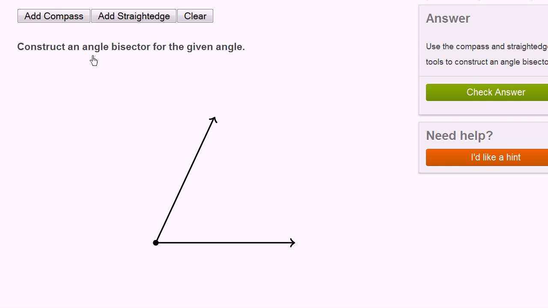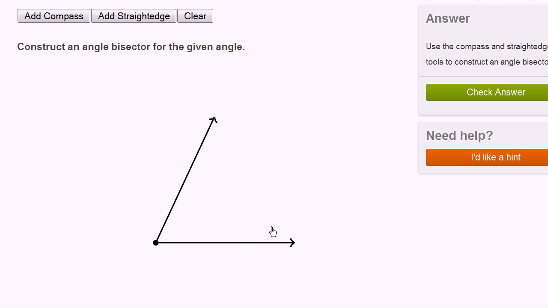We're asked to construct an angle bisector for the given angle. So this is the angle they're talking about. And they want us to make a line that goes right in between that angle, that divides that angle into two angles that have equal measure, that have half the measure of the first angle.